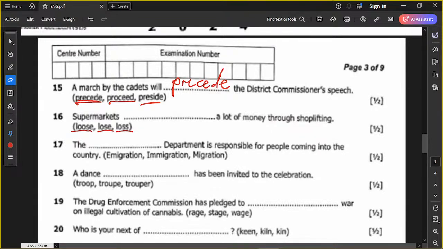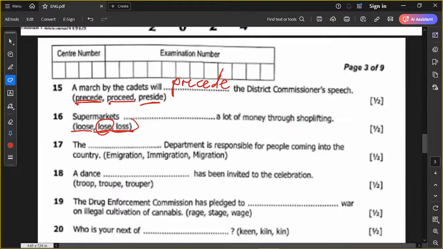So when you talk about loose, meaning something is loose, it's not tight. Okay, when we talk about lose, this is you lose something. You have something, then something has gotten lost, that is you lose. So if we talk about the last one, loss, this is what happens when you lose that. It becomes a loss. If you are doing business, then you sell things and you lose money, then you are running at a loss.